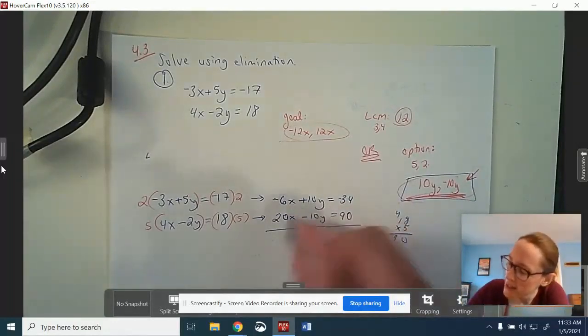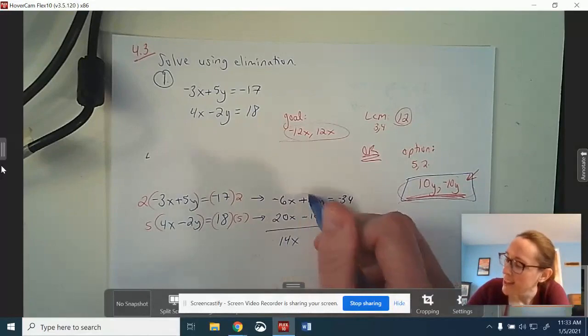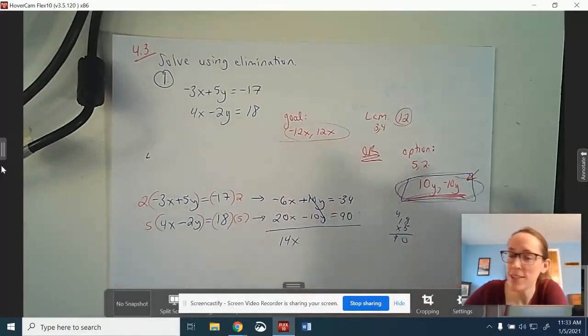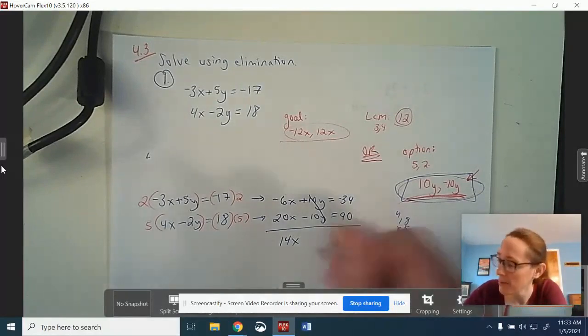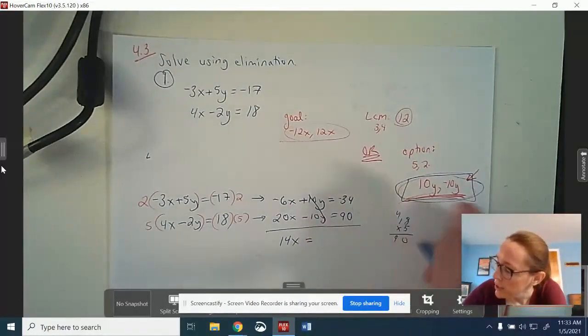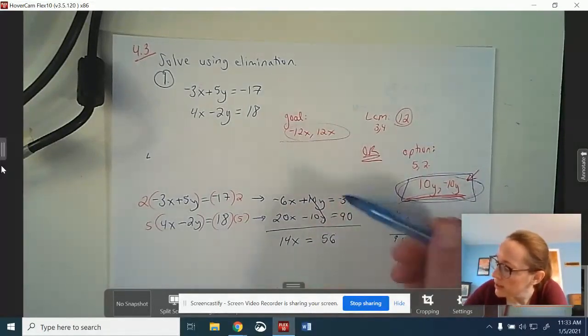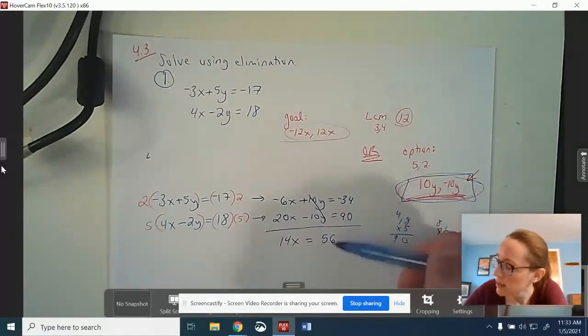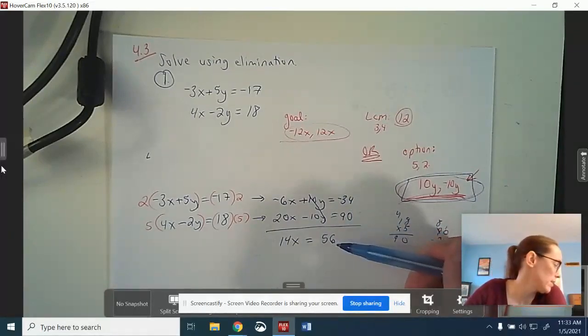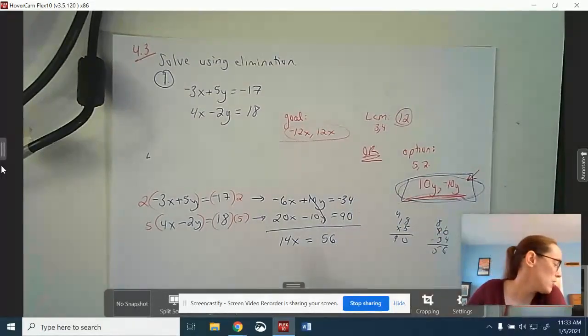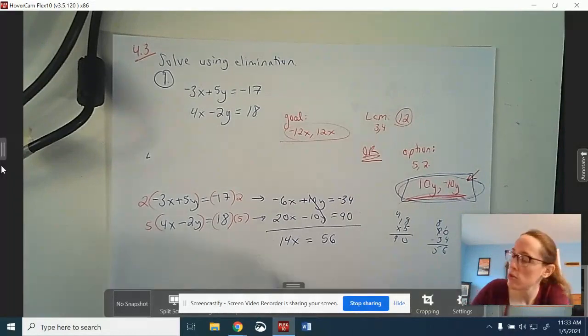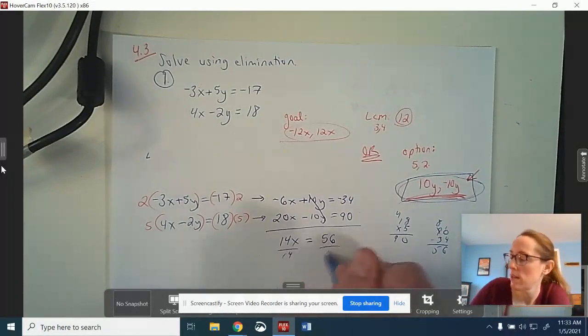All right, so let's add these up. This is 14x. These cancel. That's the whole reason we wanted opposite terms. That's why we aimed for 10y and negative 10y. And then these over here, let's see. I have to subtract them. And since I have a negative 34 plus 90, I'm going to get a positive 56 there. That sounds good. And then what we need to do is we need to divide both sides by 14.